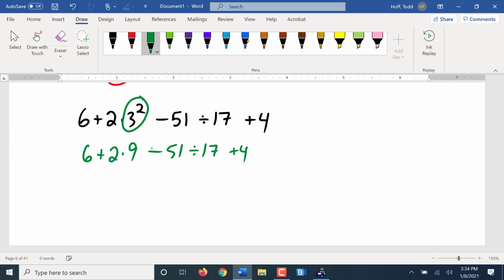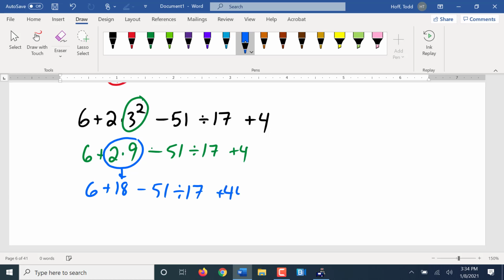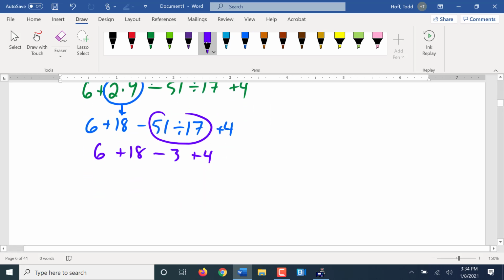What's the next thing we have to do here? There we go. Multiplication and division going left to right. So 2 times 9 would be first, which is 18. What would be next? The division. 51 divided by 17, which is 3. So again, we replace 51 divided by 17 with 3. Everything else stays the same.